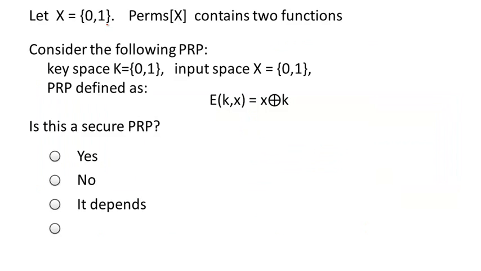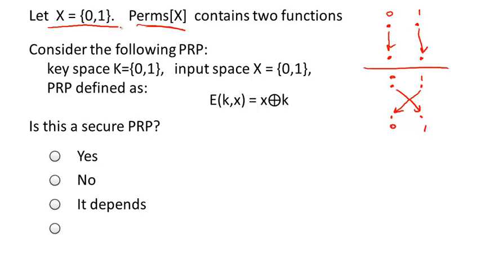So let's look at a simple example. Suppose the set X contains only 2 points, 0 and 1. In this case, Perms[X] is really easy to define. Essentially, there are 2 points, 0 and 1, and we're asking what is the set of all invertible functions on the set {0, 1}? Well, there are only 2 such functions. One function is the identity function, and the other function is the one that does crossovers, namely this function here. These are the only 2 invertible functions on the set {0, 1}. So really, Perms[X] only contains 2 functions in this case.